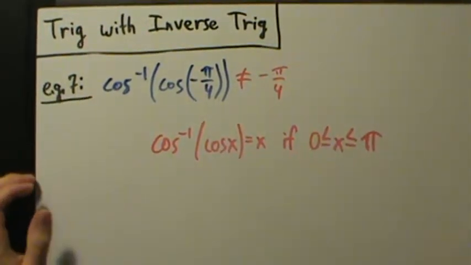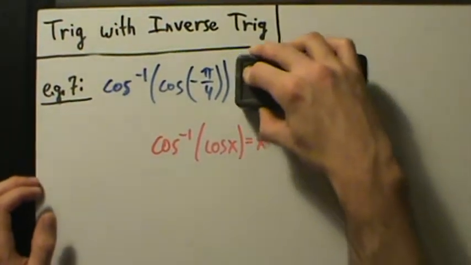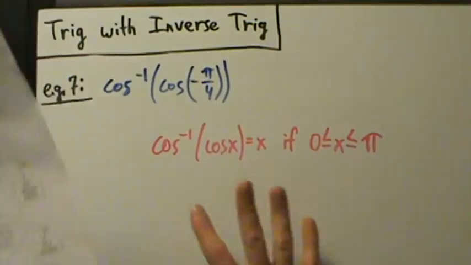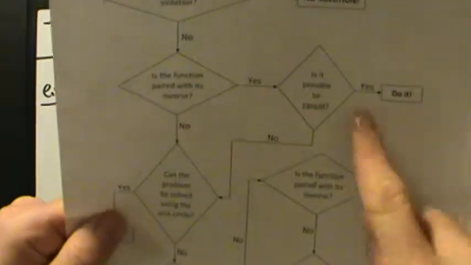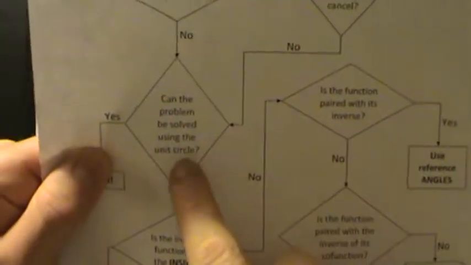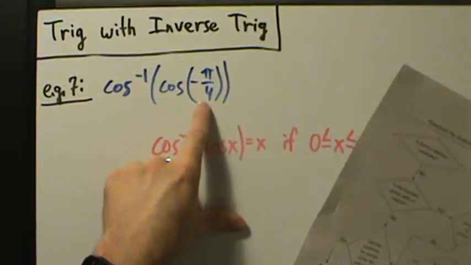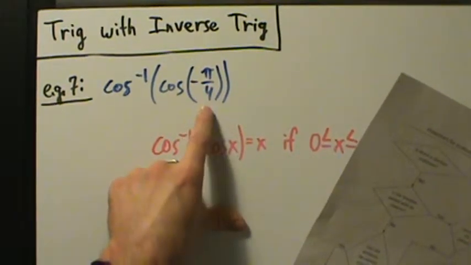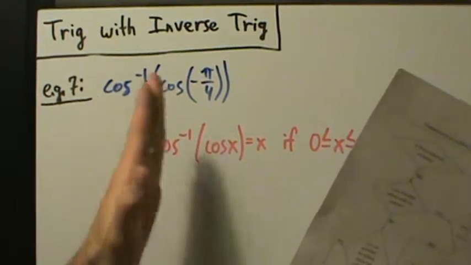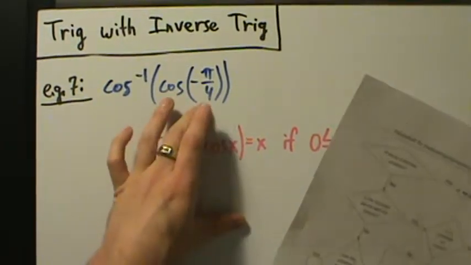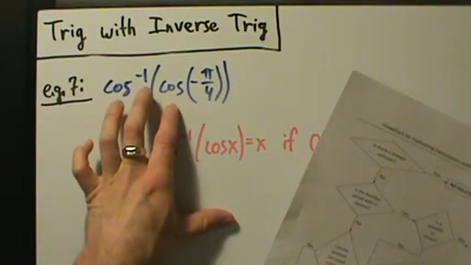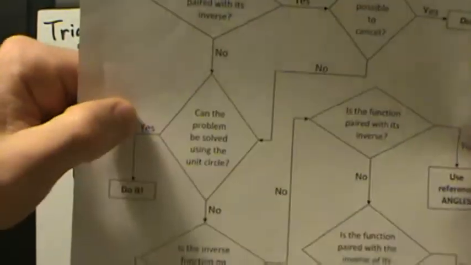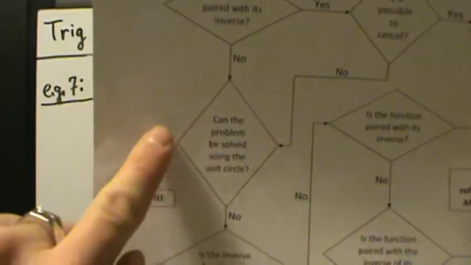Okay, so no, we cannot cancel. Now, I do want to point out that there is something we actually can do to make it okay to cancel, but let's skip that for now and we'll come back to that. So is it possible to cancel? No. Can the problem be solved using the unit circle? In other words, is this some nice number from the unit circle? Yeah, negative pi over 4. Pi over 4 is one of the nice angles on the unit circle, so negative pi over 4 is also a nice angle. We can use the unit circle to solve this problem. We can evaluate cosine of negative pi over 4 using the unit circle, and then evaluate the inverse cosine of that. So yes, the problem can be solved using the unit circle, so do it.